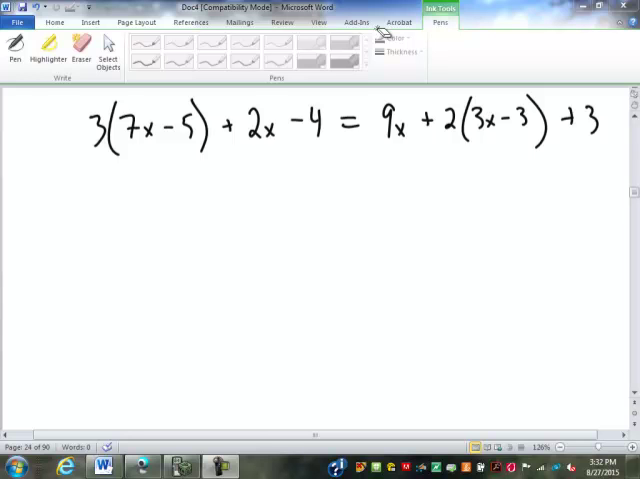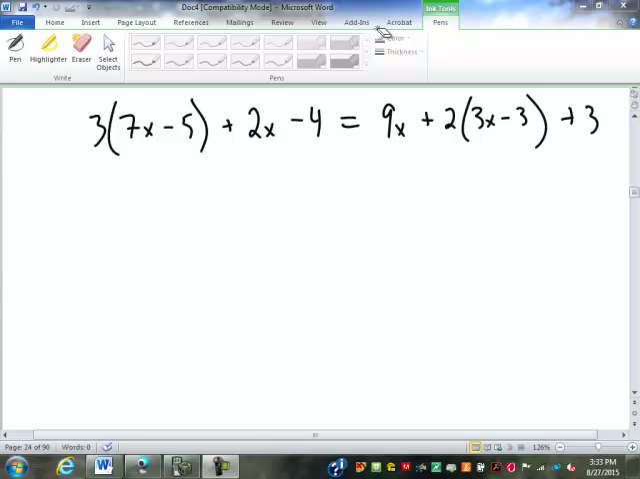Looking at this one, can anybody tell me where to start? I kind of stepped it up a couple levels. I multiplied parentheses, the short term or the short route. Okay. So we have parentheses in there.